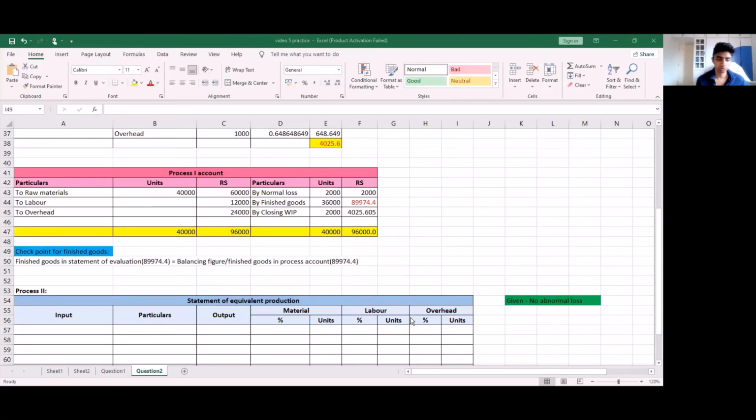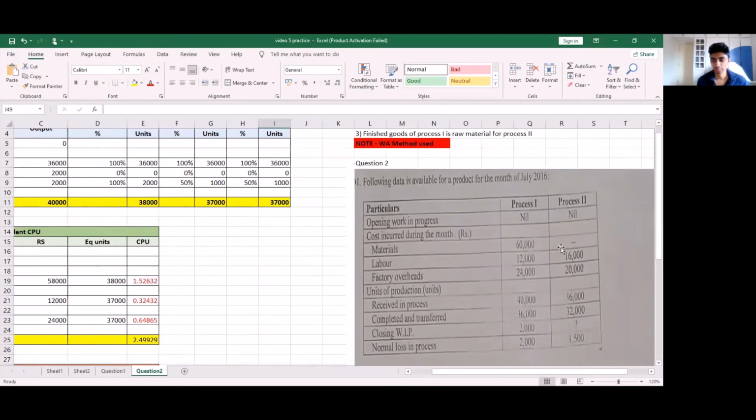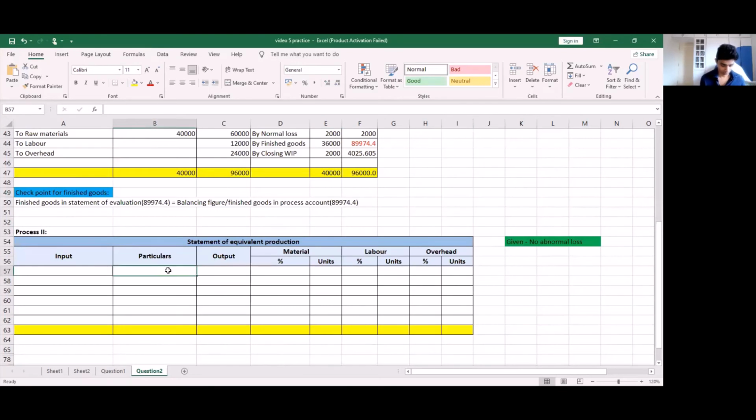So even for our process 2, we are given that our opening work in progress is 0 or nil. So we will simply write opening work in progress, input 0, output 0. Move on to writing our raw materials introduced.